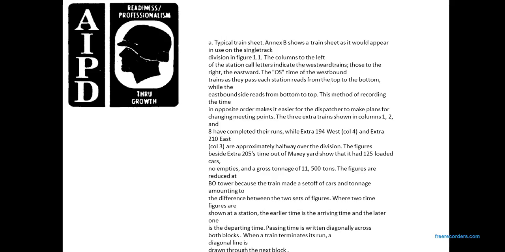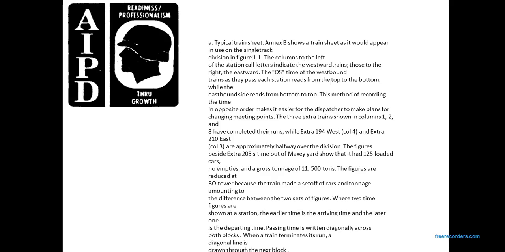The recommended method of recording the time opposite each station makes it easier for the dispatcher to make plans or change the meeting plan. The 3 extra trains shown in columns 1, 2, and 8 have completed their runs, while extra 194 in column 4 and extra 210 east in column 3 are approximately halfway over the division. The figures beside extra 205 at the time of the yard show that they have 125 loaded cars, no empties, and a gross tonnage of 11,500 tons.